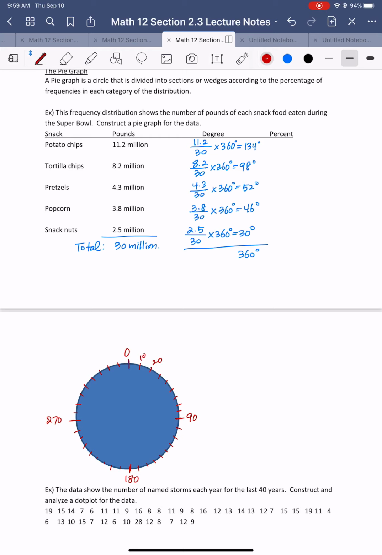So first of all, we need to find the center. And then starting from 0, you can start anywhere you want. And then I'm going to find 134. So that is 100, 10, 20, 30. So it's about here. So I want to say this is about 134 degrees, about the potato chips.